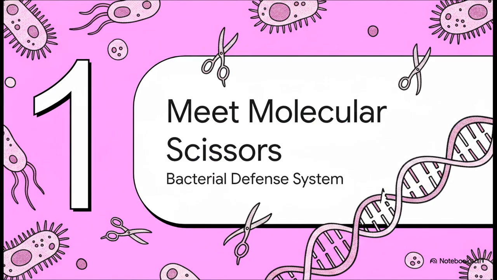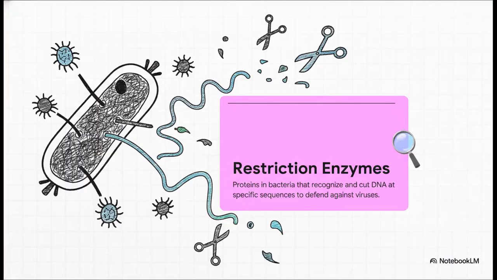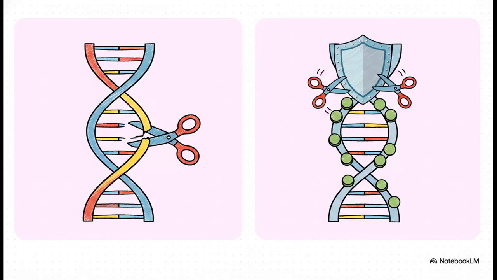Okay, Section 1. Meet the molecular scissors, subtitled The Bacterial Defense System. So officially, our molecular scissors are called restriction endonucleases. I know it's a bit of a mouthful, but basically, these are specialized proteins that naturally evolved inside bacteria. And their primary job? Well, they act as an immune system. When a virus, specifically a bacteriophage, injects its foreign viral DNA into a bacterium trying to hijack it, these restriction enzymes step up like molecular security guards. They recognize specific nucleotide sequences on that foreign DNA, and they literally chop it into pieces, completely stopping the virus in its tracks.